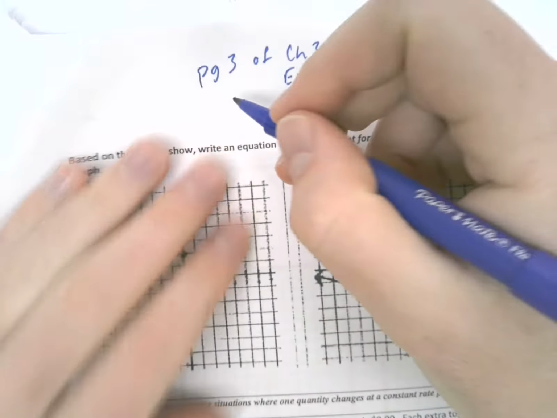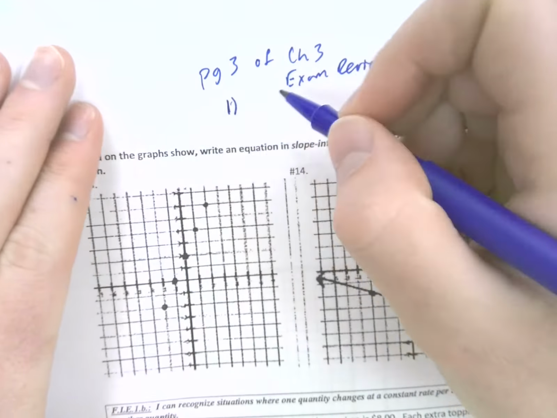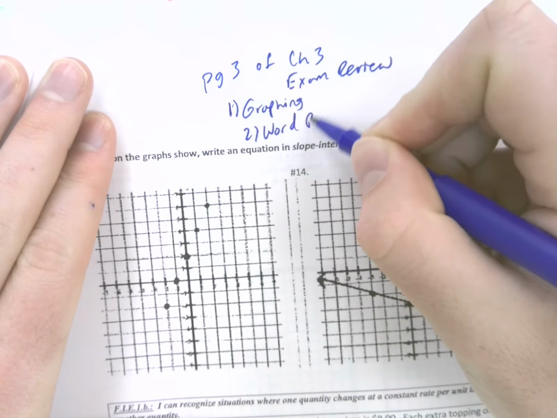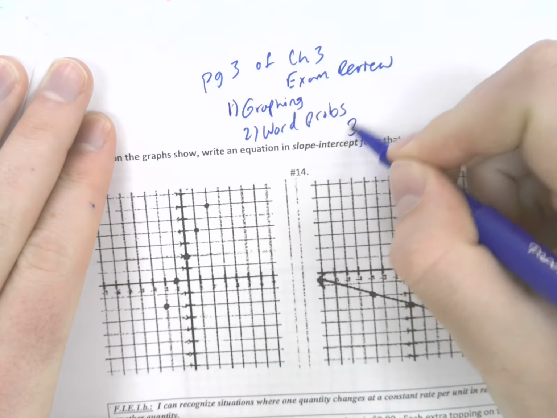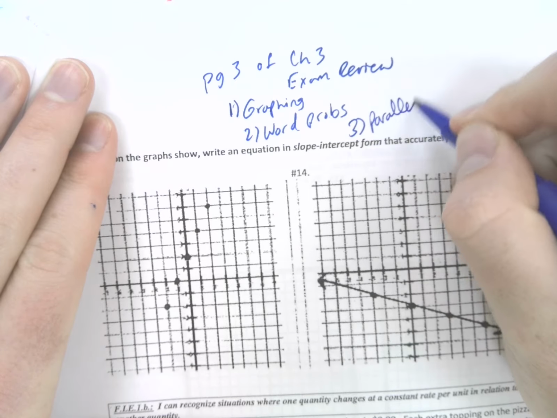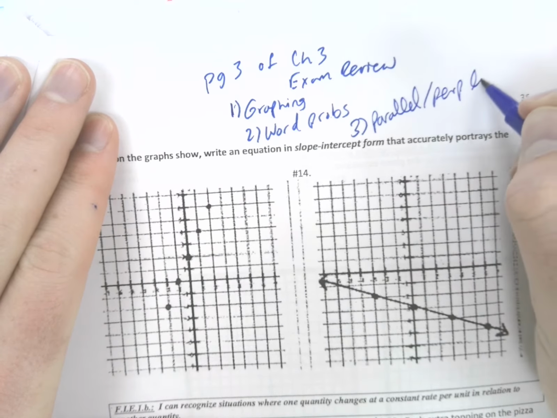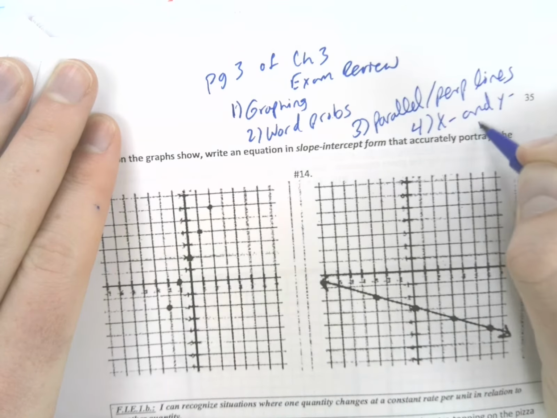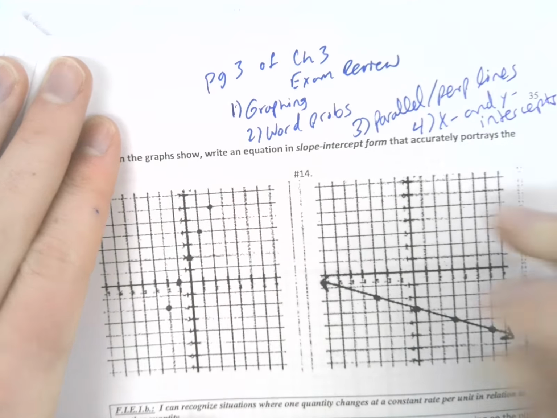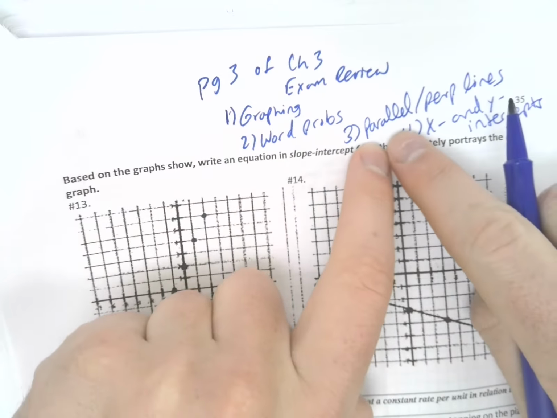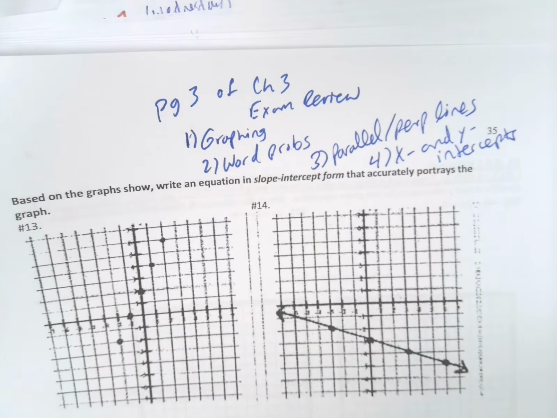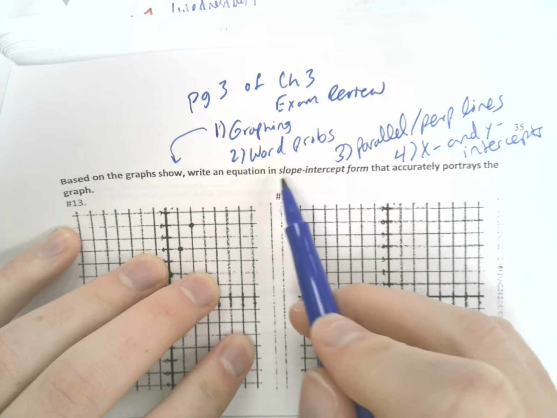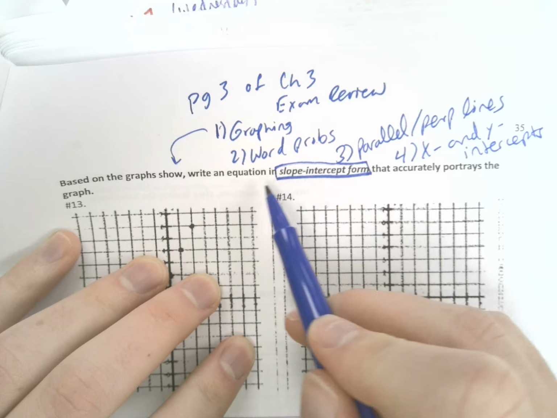We're going to mix in some graphing. We're going to mix in some word problems. And then we're going to mix in parallel, perpendicular lines, as well as x and y intercepts. So just like yesterday, we've got 4 main things we want to talk about, and some of these are connected to each other. So let's do a little recap here and bring in graphing and slope-intercept, which we said was y equals mx plus b.